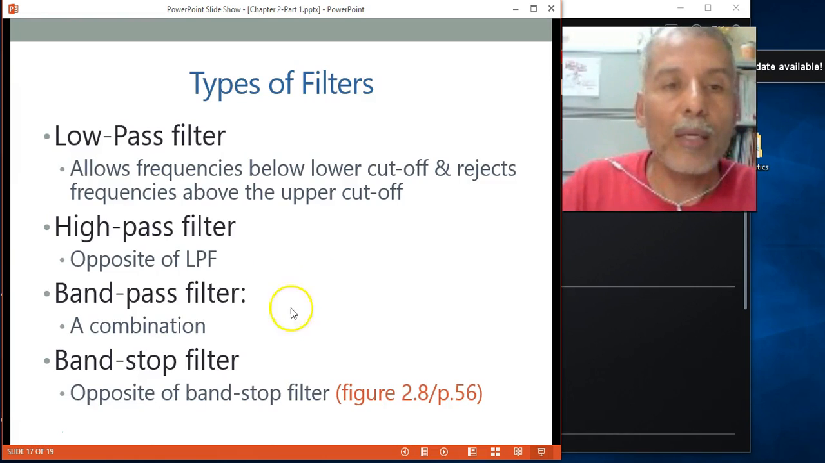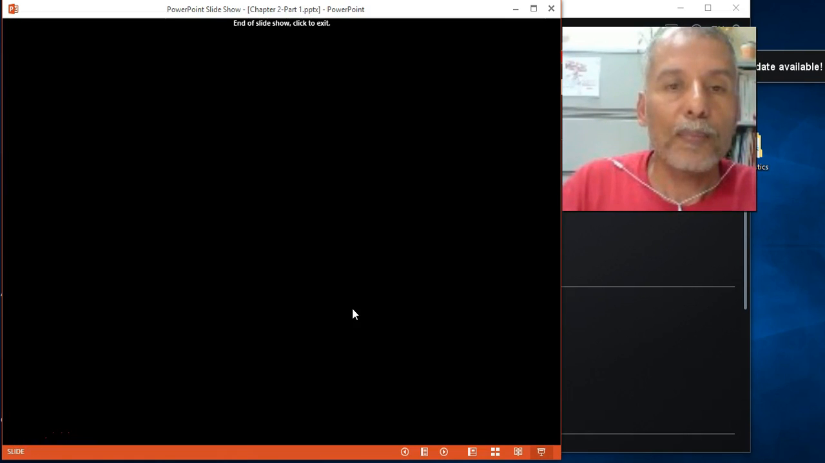So again, I'd like you to know these 4 kinds of filters, and there are examples in your textbook.